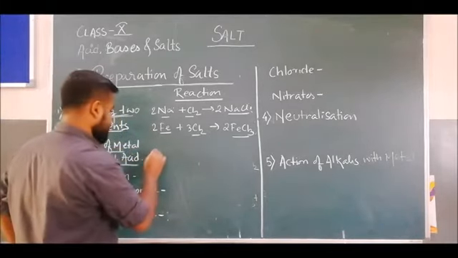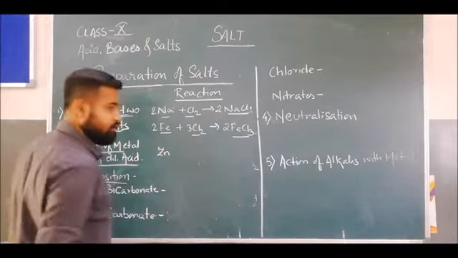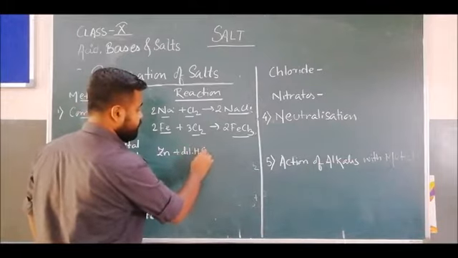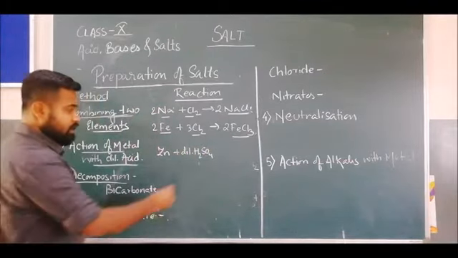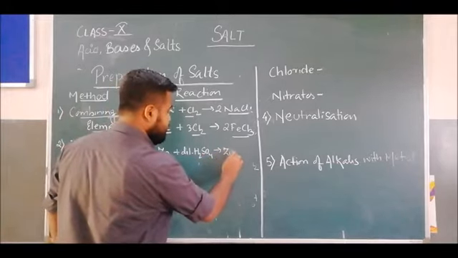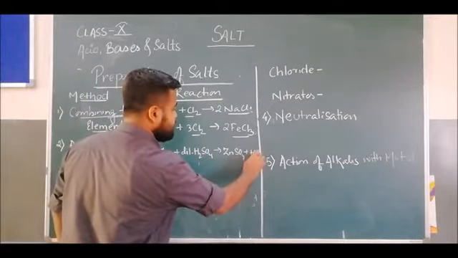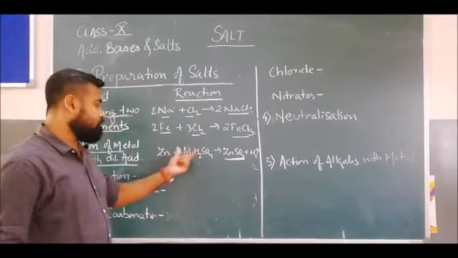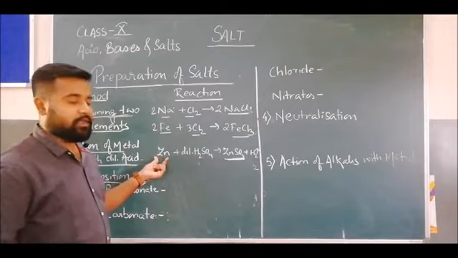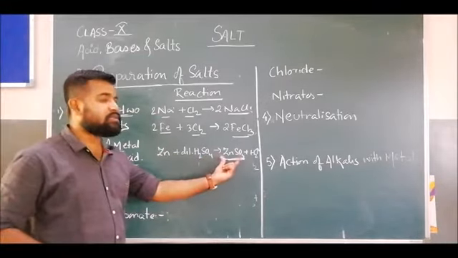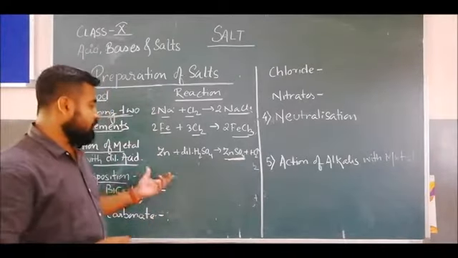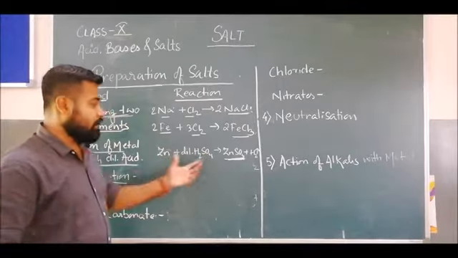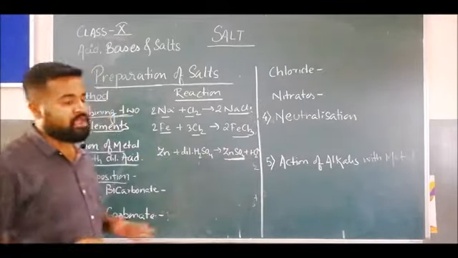For example, suppose we take zinc and dilute H2SO4. What happens in this case? It will give zinc sulfate plus hydrogen gas as a byproduct. So here zinc sulfate is the salt prepared by the action of dilute H2SO4 on a heavy metal. Zinc displaces the hydrogen and forms zinc sulfate, which is a salt. So the salt is obtained by treating the metal with dilute acid, and we get hydrogen as a byproduct.